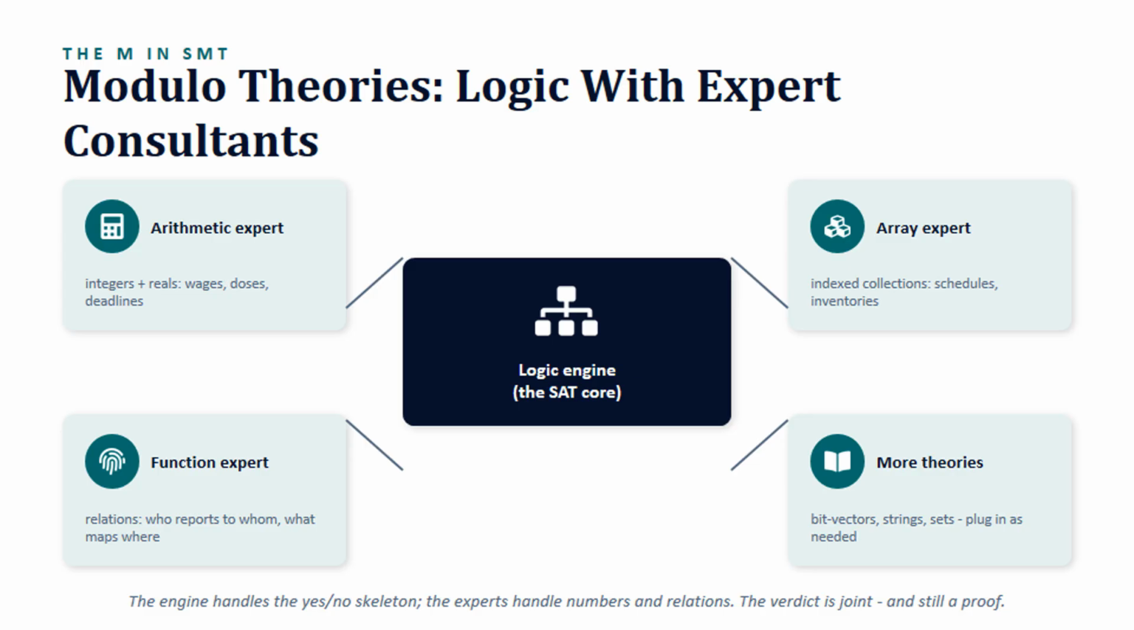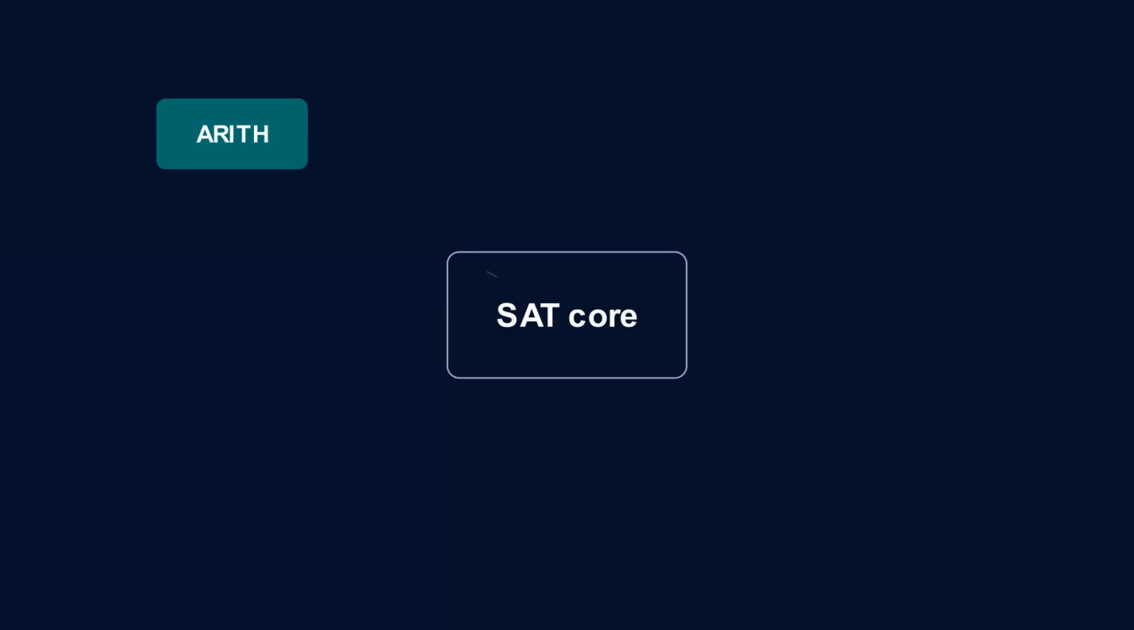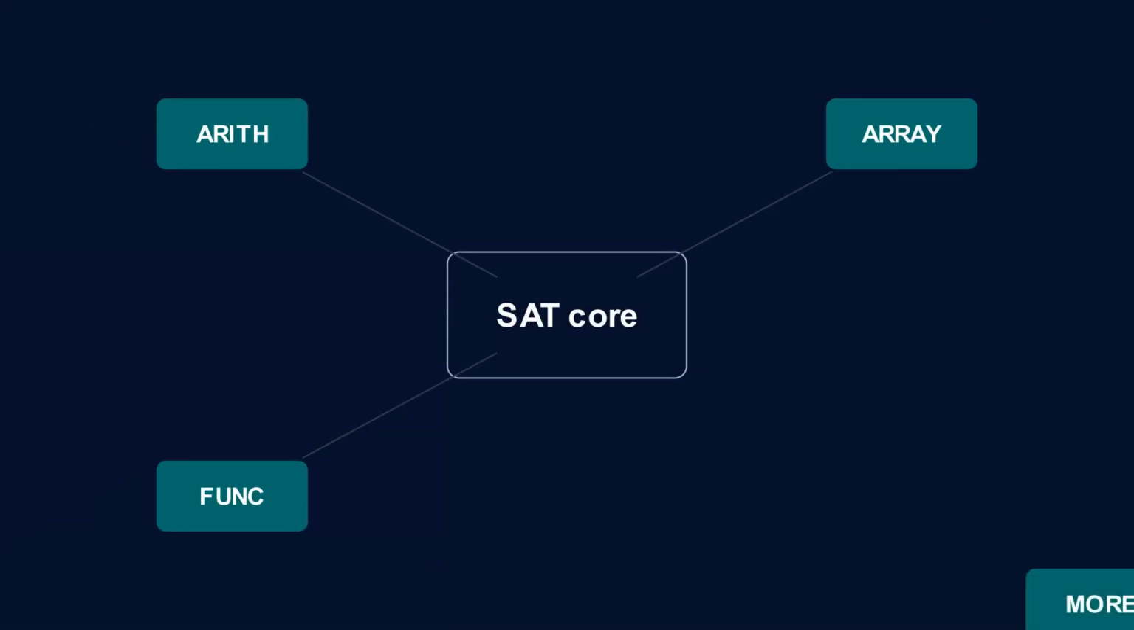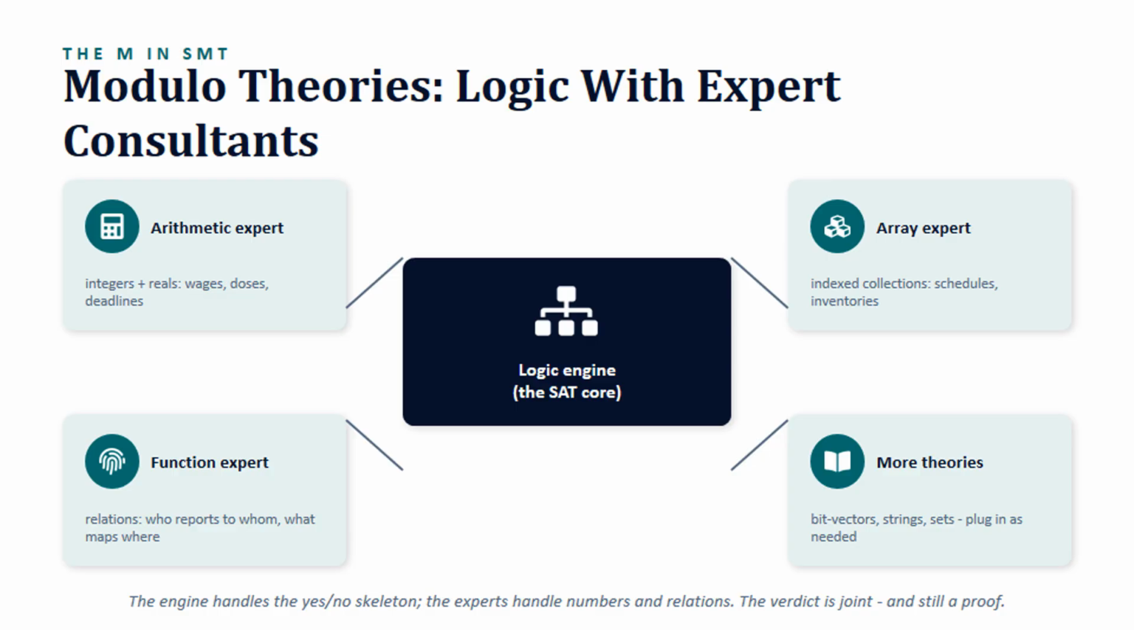SMT stands for satisfiability modulo theories, and the word modulo simply means, with respect to some extra background knowledge. Picture the architecture. At the center sits the same relentless detective we just met, the SAT core, managing the yes-no skeleton of the problem, which constraints are switched on, which combinations have been ruled out. But arranged around it is a panel of expert consultants, one per theory. An arithmetic expert who genuinely understands integers and real numbers, so it can tell at a glance whether 8 hours at these rates can stay under that cap.